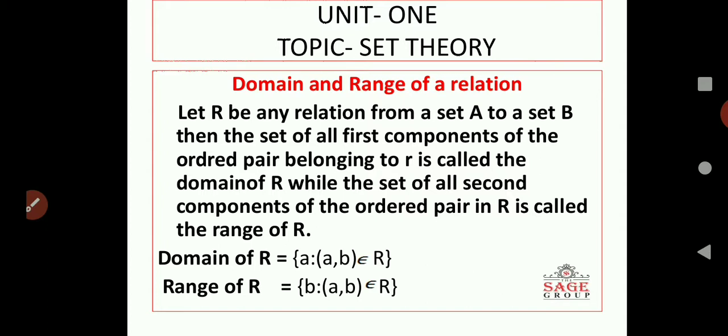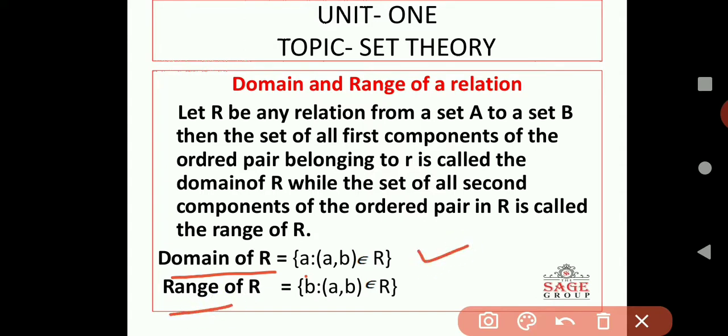The first component of all the ordered pairs is called the domain of R. Mathematically, the domain of R is equal to a such that (a, b) belongs to R, and the range of R is equal to b such that the ordered pair (a, b) belongs to R.